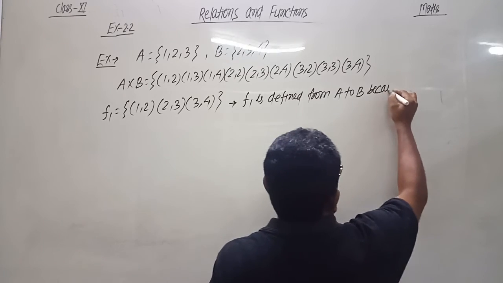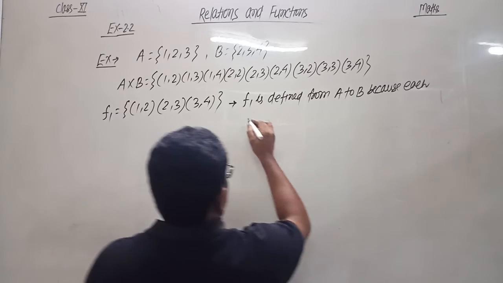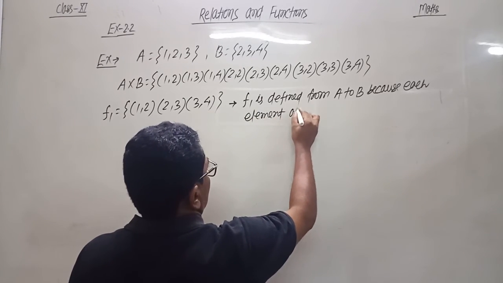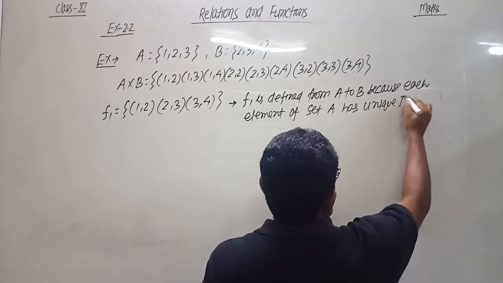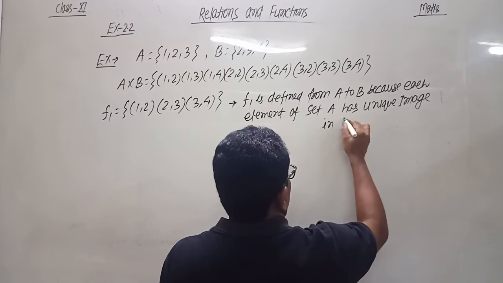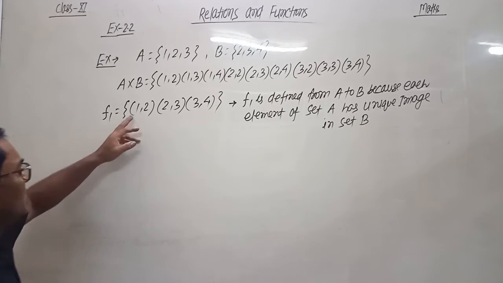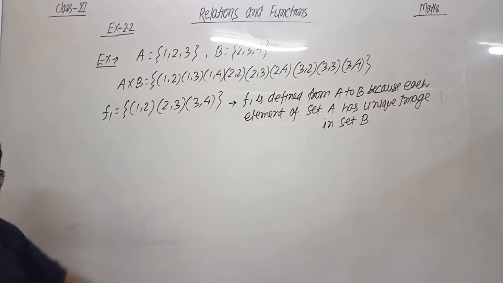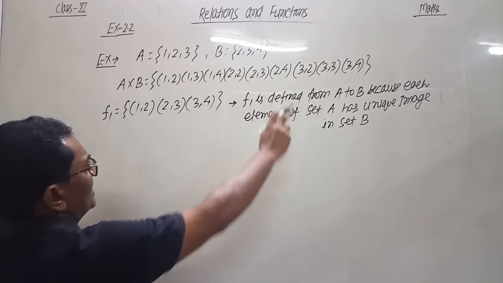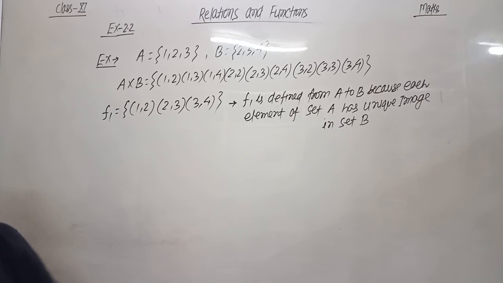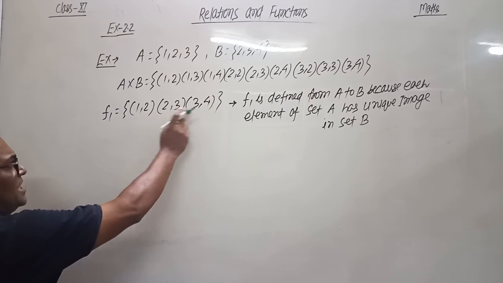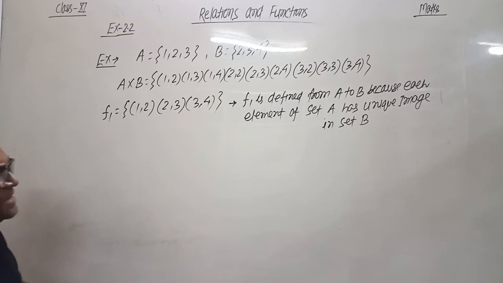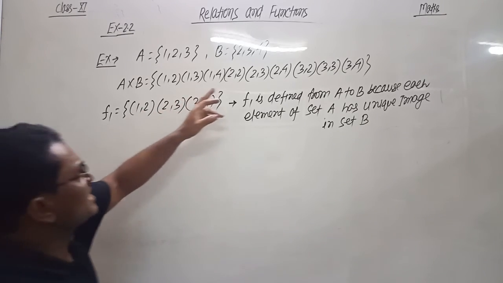f1 is defined from A to B because each element of set A has a unique image in set B. This function is a subset of A cross B, first thing, because every ordered pair is available in A cross B. So f1 is a subset of A cross B. That's why f1 is a relation. And also every element of set A, the elements 1, 2, 3, has a unique image in set B.